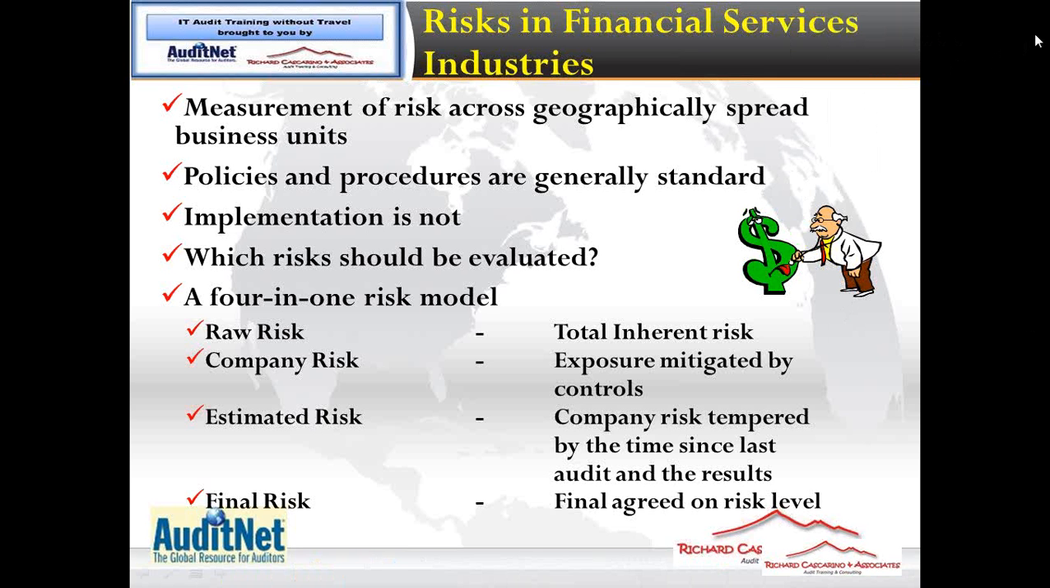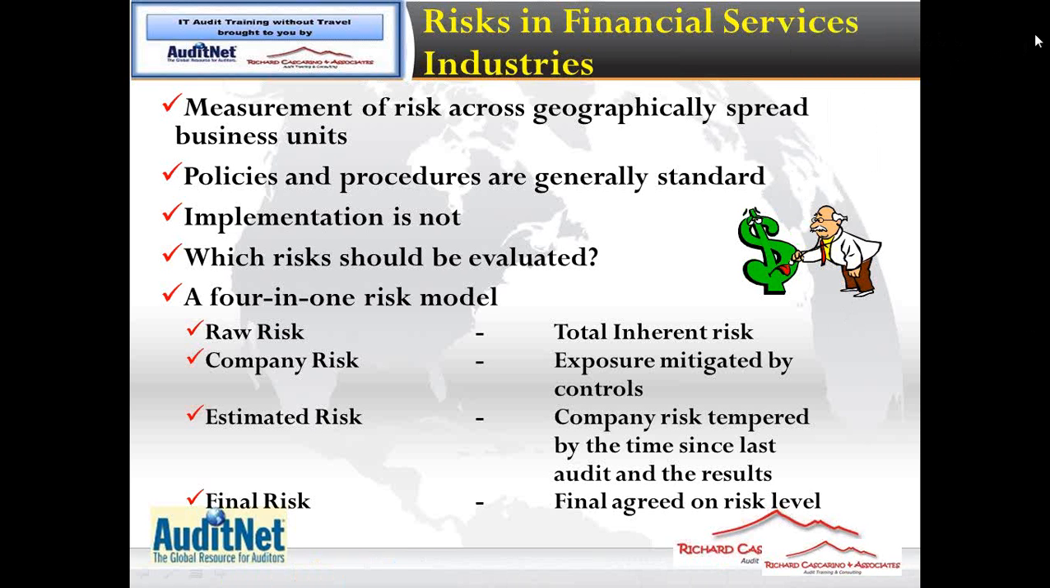Are they functioning as intended? Well, that's where we come up with our estimated risk. Our estimated risk is the company risk tempered by the time since it was last looked at and the results when it was last audited. If we looked at it a year ago and it was in good condition, the controls seem to be functioning as intended, and nothing has changed, not in the personnel, not in the objectives, not in the risk levels, then our estimated risk will be pretty close to the company risk.